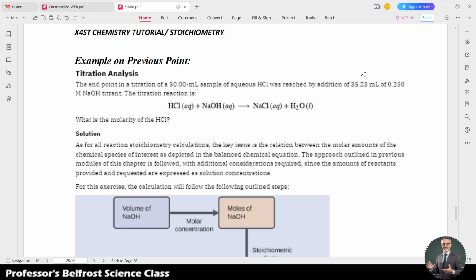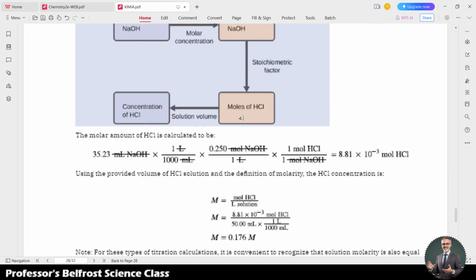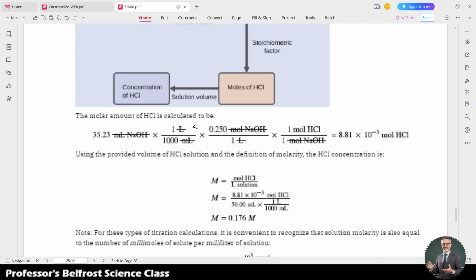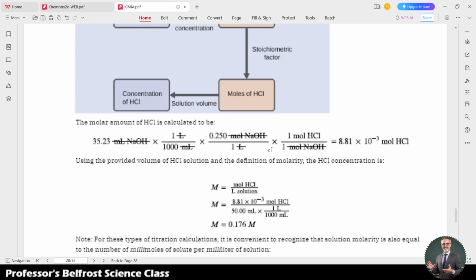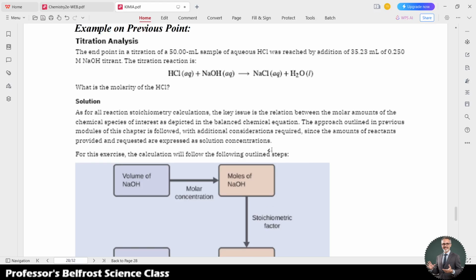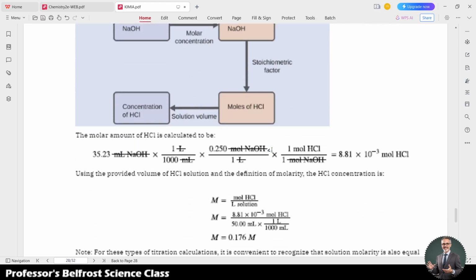HCl and this one. So the stoichiometric reaction is one by one. This is what we expect: 0.25 molar times 1 mole over 1 mole. This is the stoichiometric factor.